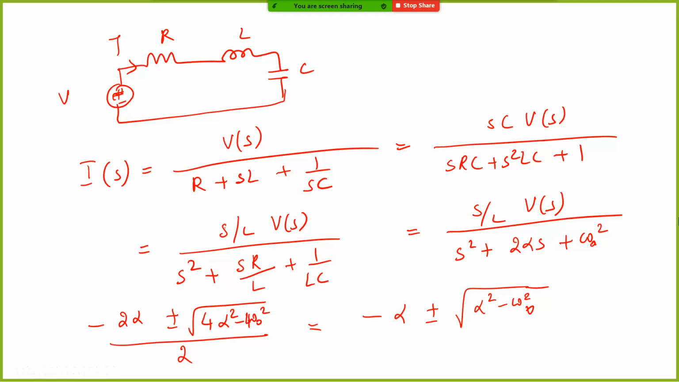This is nothing but your S1 and S2 that you found in your circuit, right? In your time domain analysis, we approached it from differential equations, and we ended up with the characteristic roots equal to something like this. And here we did it in the frequency domain, and we found that the roots of the system are basically like this. So this alpha is the damping factor, and then of course you have your damped oscillations.